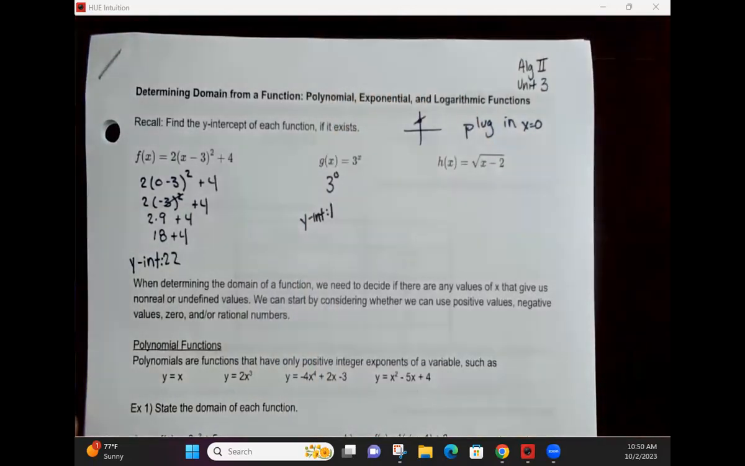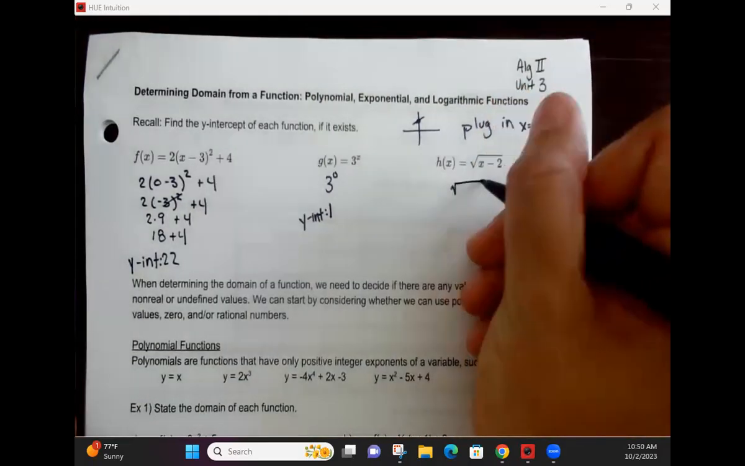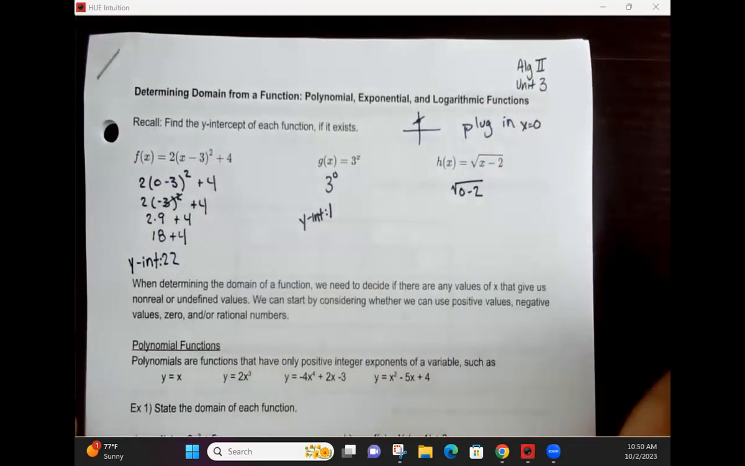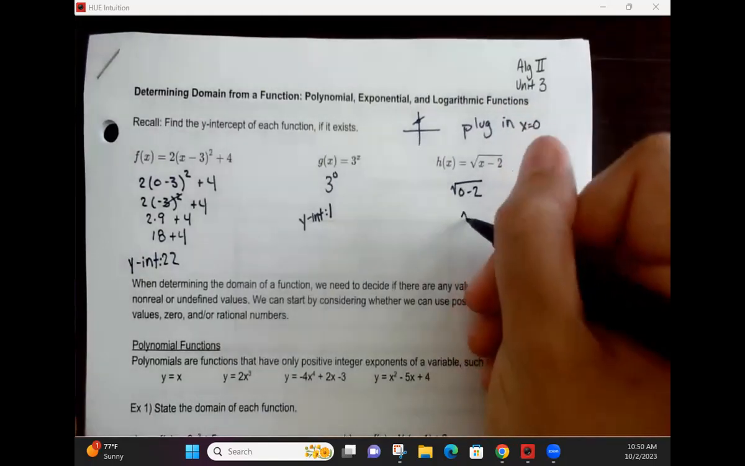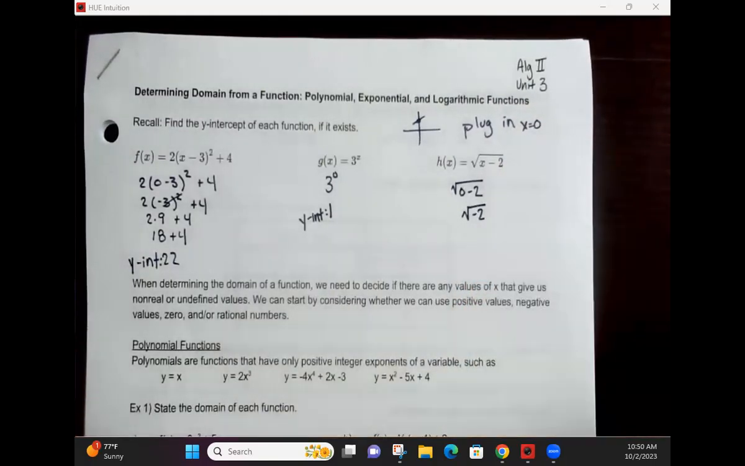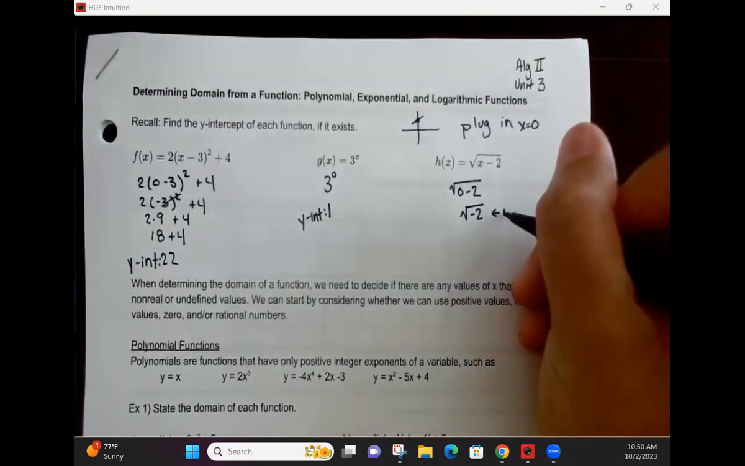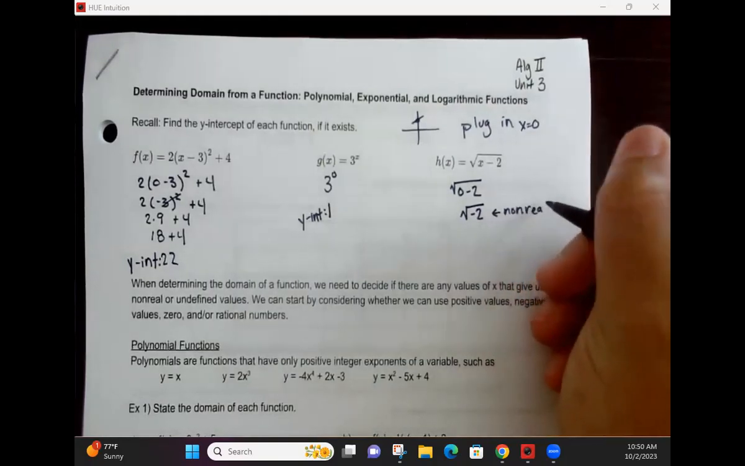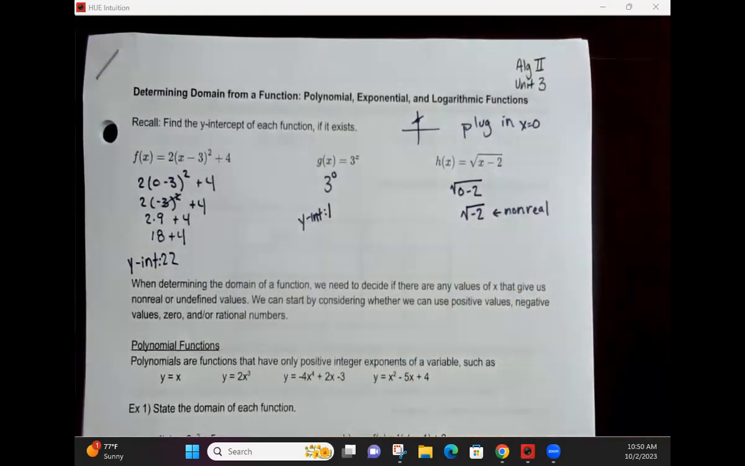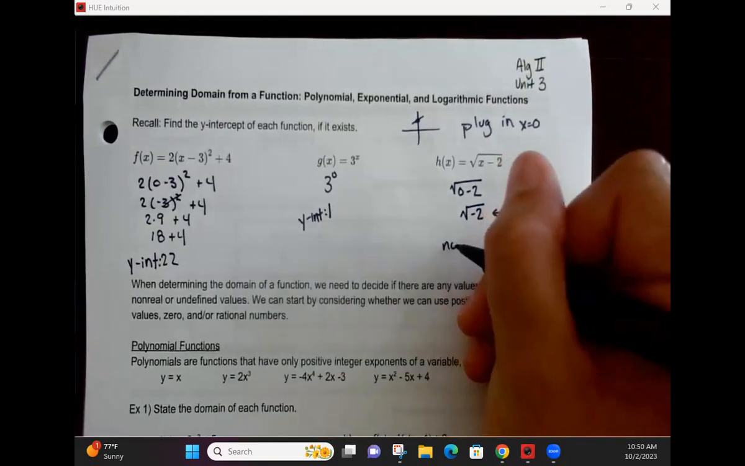And then for h of x, we're plugging in 0 for x. That would be the square root of 0 minus 2. So if I simplify under the root, that'd be the square root of -2. And then I've got to stop there. Why do I have to stop there? Can you tell me the square root of -2? No, right? We can't take the square root of something negative. That is a non-real value. It's undefined in the real numbers. So this guy has no y-intercept.